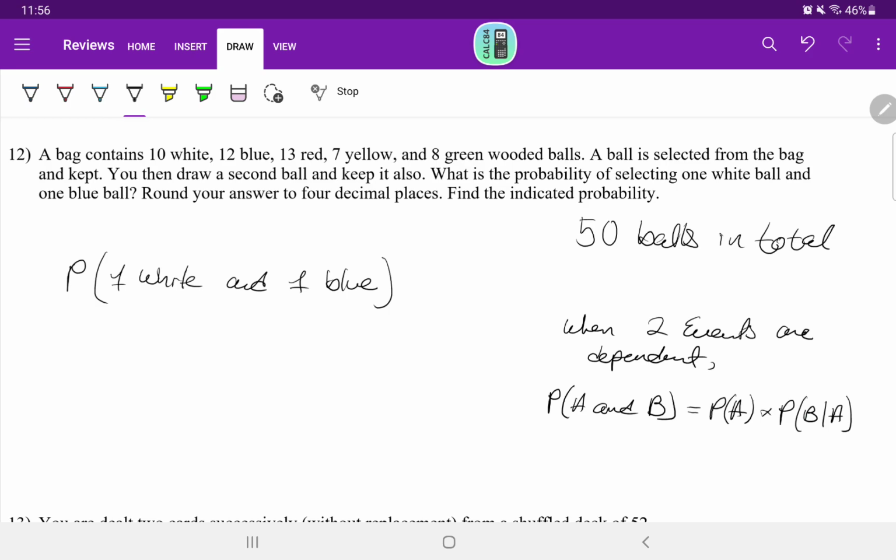So in this question, the probability of selecting a white ball first, there are 10 white balls in total out of an overall total of 50. So that's going to be 10 over 50, and that could be reduced to 1/5. Now remember, if I select one ball out of that bag, there are no longer 50 balls left. There are 49 balls left in total.